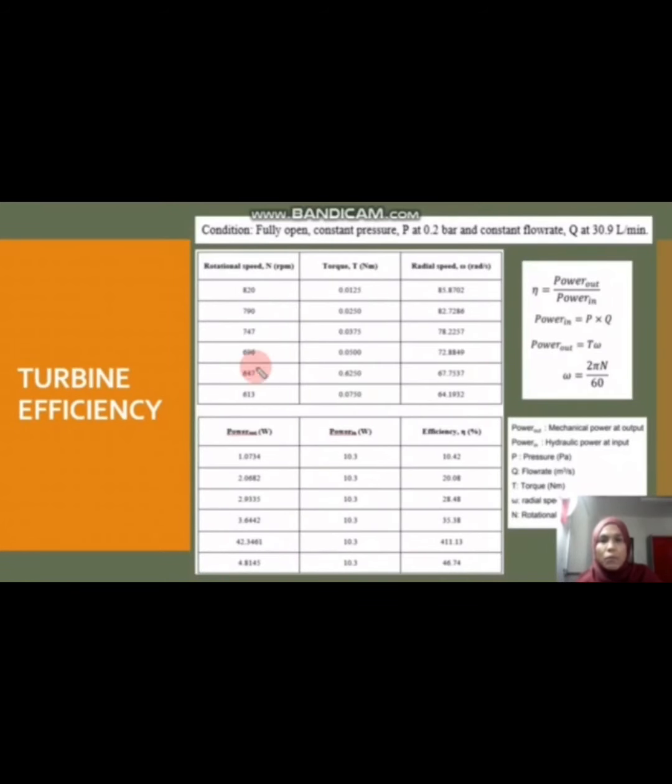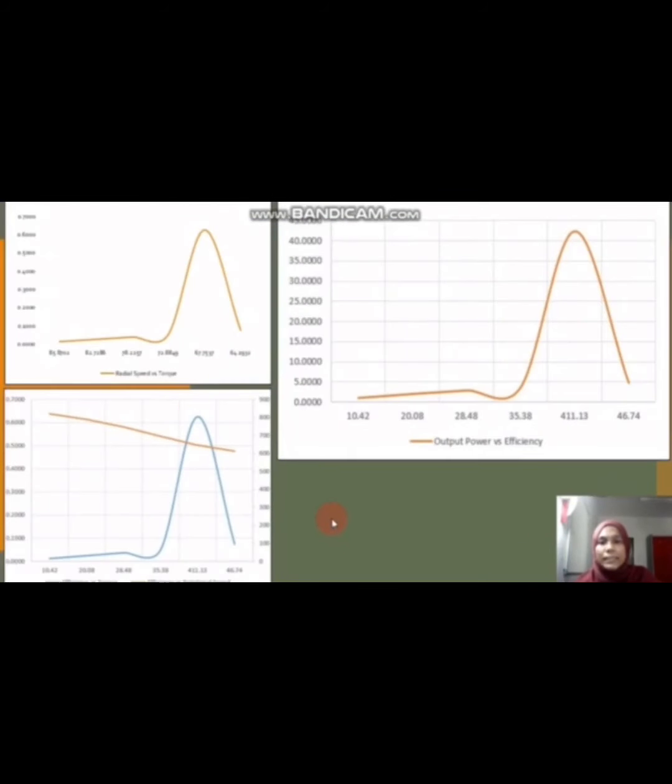Turbine efficiency. For this experiment, the values for pressure, flow rate, rotation speed and also torque are provided. Therefore, the rated speed, output power, input power and also efficiency can be determined by doing a simple calculation using this formula. These three figures show the relationship between rated speed and torque, efficiency with torque and rotational speed, as well as output and efficiency.